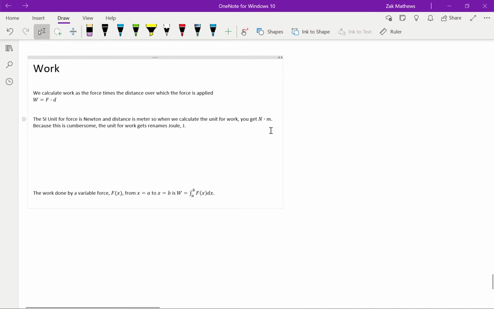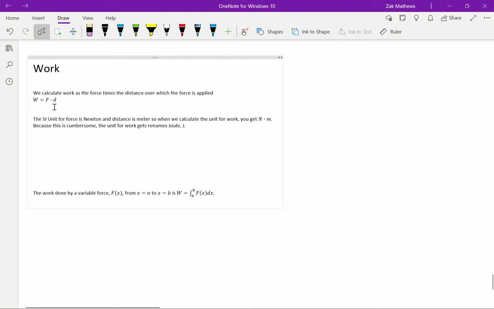You will hear it said like that on occasion, but Newton meters is very cumbersome, and it is such a common calculation that it gets renamed as joules. We will be using this joule notation, or J, but keep in mind it is just the same as Newton meters.